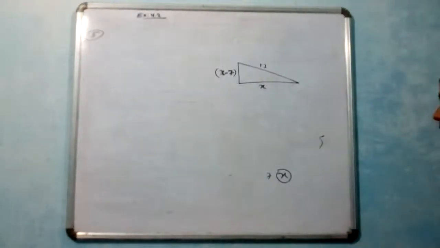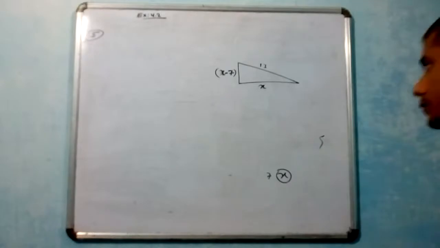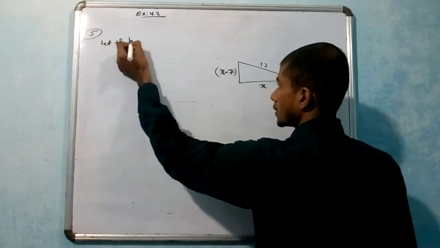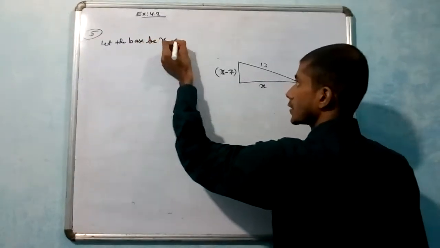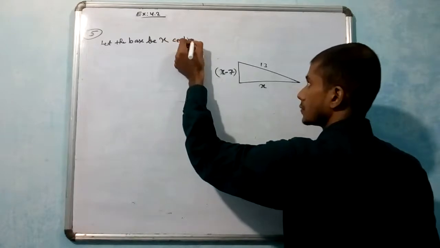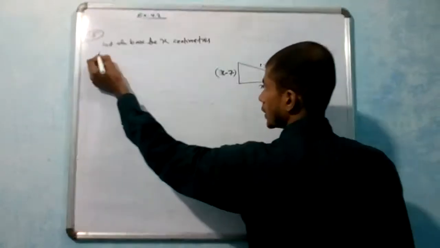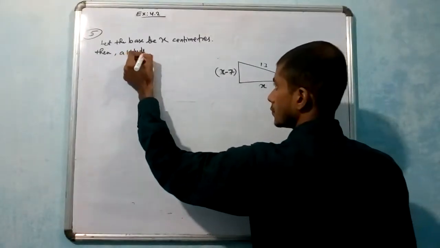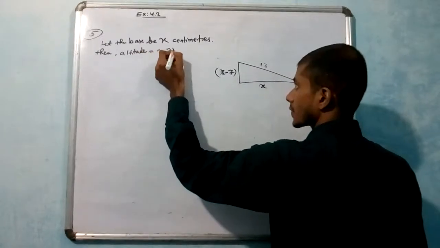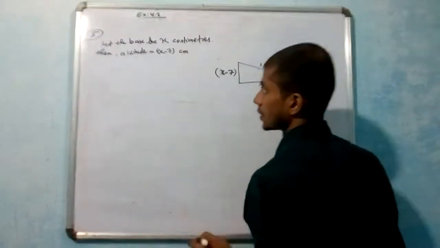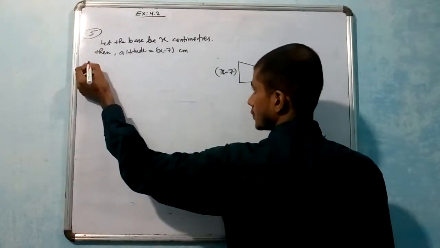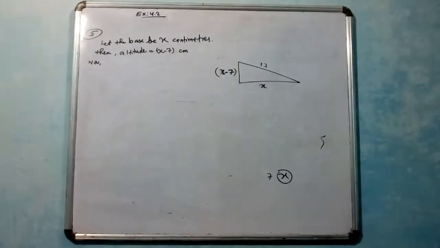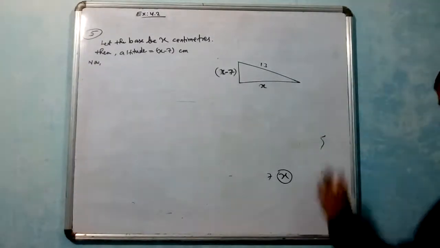So tell me what we should do next. We have to first assume, let the base be x centimeters, then altitude is equal to x minus 7 centimeter. Now what? Tell me what we should do to get the answers. How can we come to an equation?